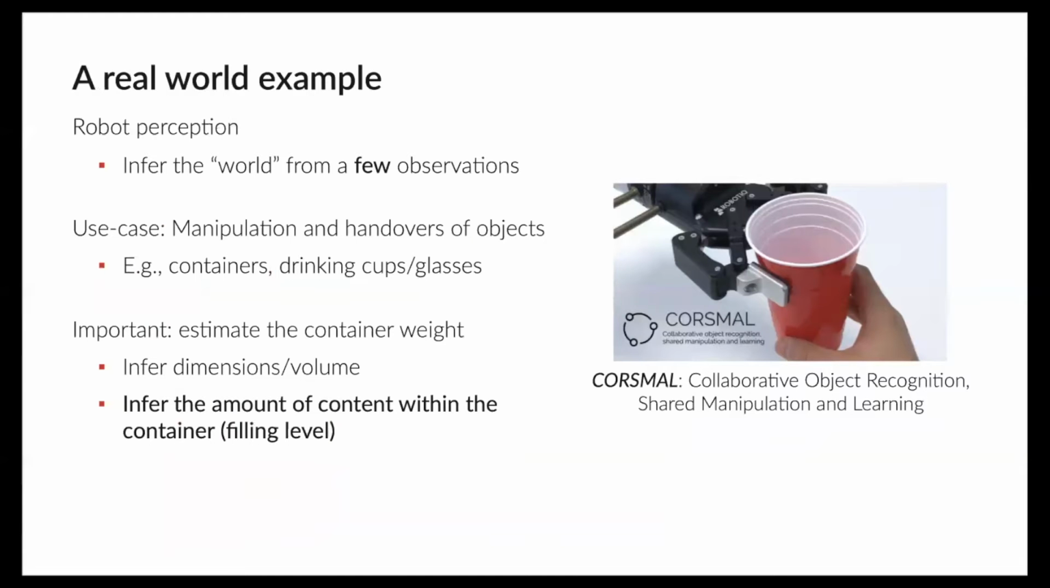Examples of scarce training data can be found in applications of robot perception, where the goal is to infer the world using only a few available observations. As a use case, one can think of a daily task where humans and robots have to perform handovers of objects, such as containers and drinking glasses. For this task to be safely and accurately executed, an important property that needs to be estimated is the weight of the container. For doing so, the robot should estimate both the volume of the container and the amount of content within the container.